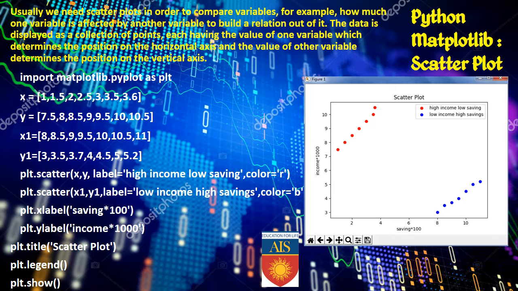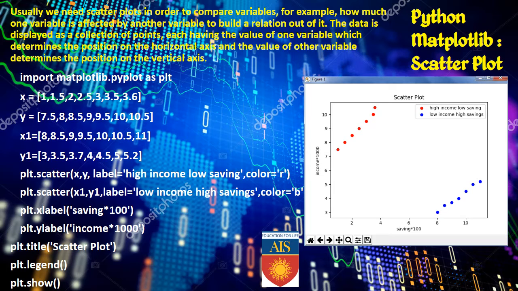Next option is scatter plot. First you need to know what the actual function of a scatter plot is. Usually we use a scatter plot in order to compare variables. For example, how much one variable is affected by another variable, to build a relation out of it. The data is displayed as a collection of points, each having the value of one variable, which determines the position on the horizontal axis, and the value of the other variable determines the position on the vertical axis. This is the actual purpose of the scatter plot.